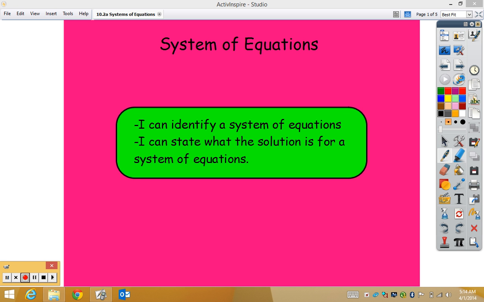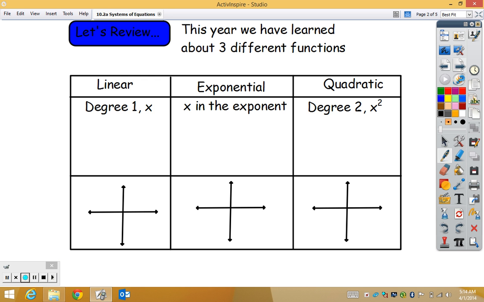So this video really is just going to be a general overview of what a system of equations is and have you become familiar with it again. So let's review. This year we have learned about 3 different functions. Listed below, we have linear, exponential, and quadratic. The way we tell something is linear, it has a degree 1 polynomial or has just a single x in it. So an example would be y equals x. Or you may see something like y equals 3/4 x minus 5.